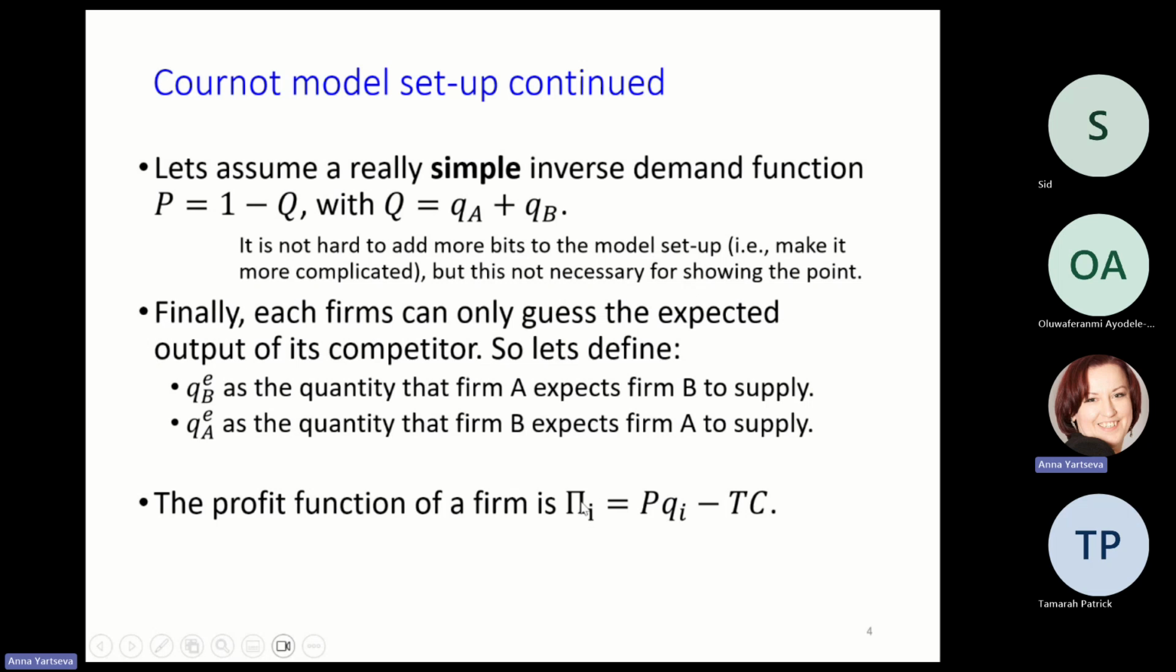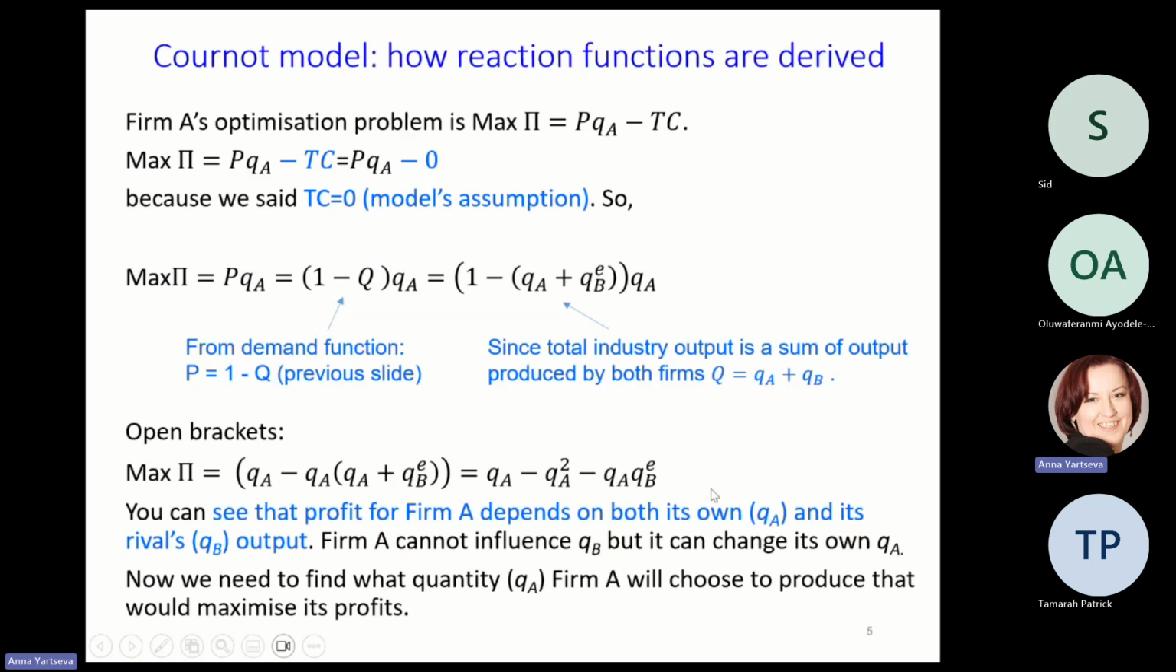Profit function, capital Pi, for any company can be calculated as total revenue minus total cost. Total revenue is price times quantity for both companies, any company, A or B. So i here is the symbol, which means that it applies to any company. So no matter how many companies we've got, each company will determine their profit in line with this formula. Total revenue, price times quantity, minus total cost.